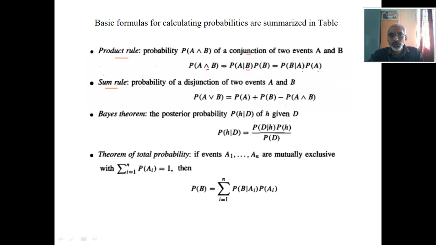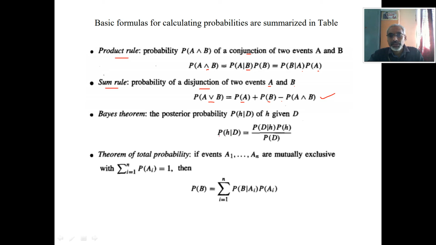Now similarly, the sum rule is there. Sum rule means what? Probability of A or B, the disjunction of two events A and B. So how do you give the sum rule? Probability of A or B is equal to probability of A plus probability of B minus probability of A and B, the conjunction of these two, right? This is the sum rule, and this is the Bayes theorem.